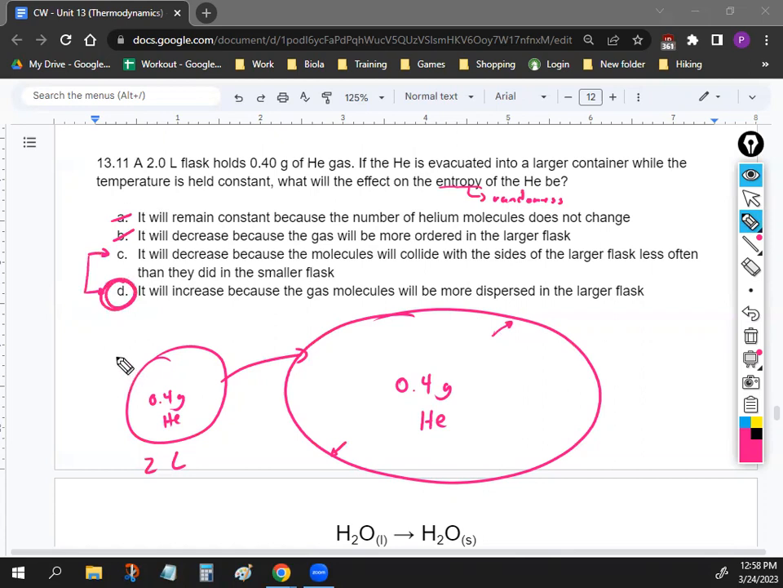So C does kind of make more sense than the other ones. However, C doesn't take into account things like bumping into other gas molecules, right? It doesn't take into account the fact that it's more spread out. And we know that the more spread out something is, the more random it's going to be, right? So the answer will be D. Okay, but if you put C or D, you're on the right track.